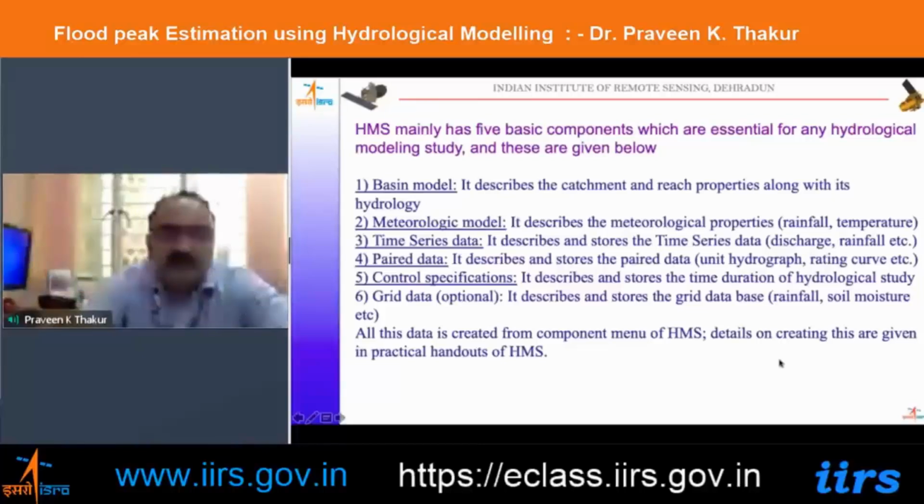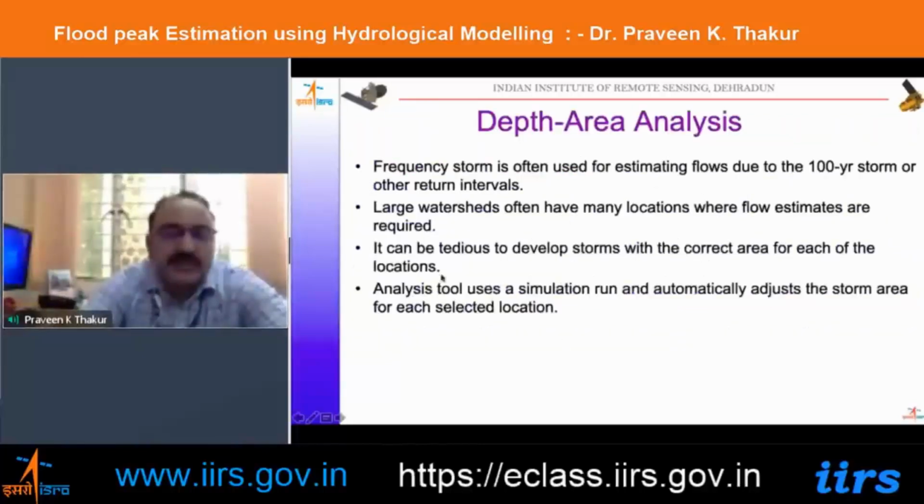In the rainfall data, you can also use the depth area analysis in this particular model. That can also be added if you want. Apart from the traditional rainfall hydrograph that we use, either from satellite database rainfall or from ground gauge observation, you can use the frequency storm to generate the 100-year storm, or a storm of a different return period. So this depth area analysis can also be done using this method.